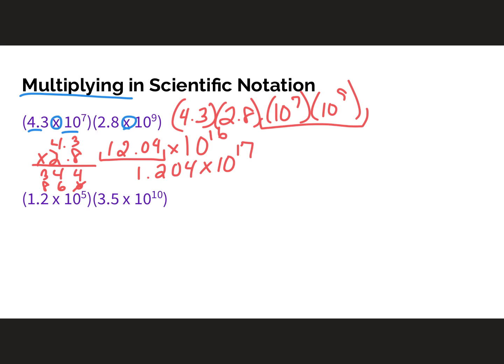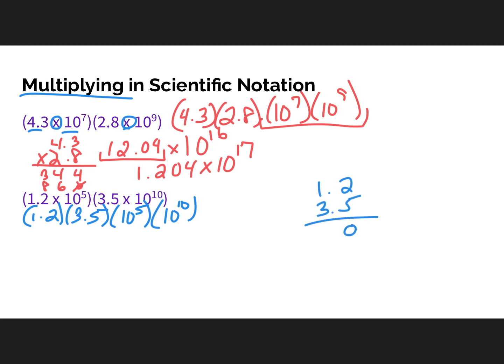Okay, let's look at that down here with this other problem. Again, I'm just going to rewrite the order. So I've got 1.2 times 3.5 times 10 to the 5th times 10 to the 10th. Okay, 1.2 times 3.5.